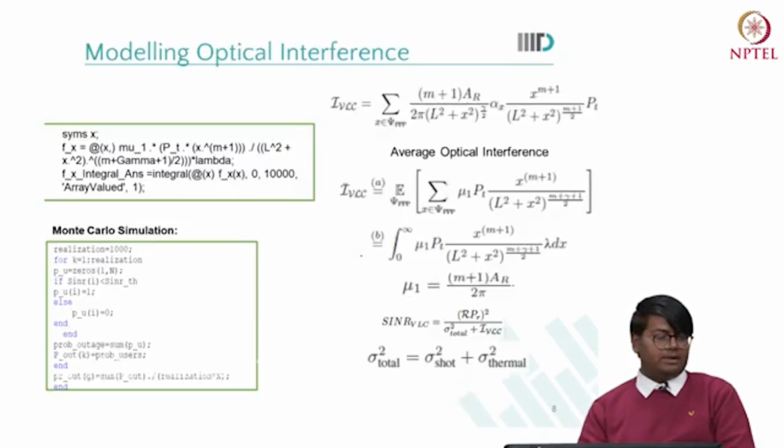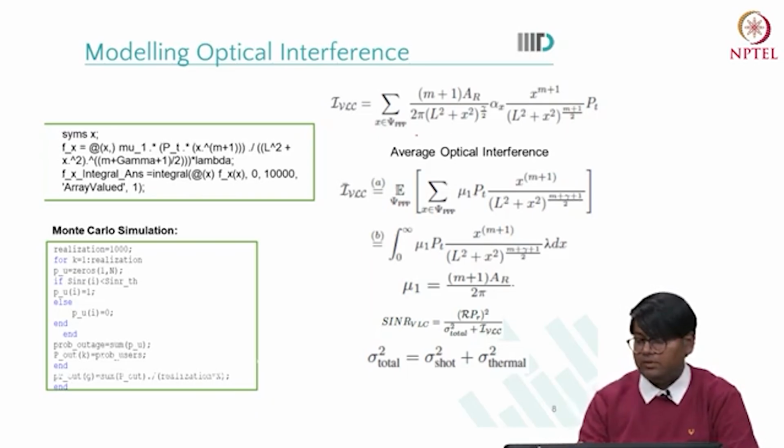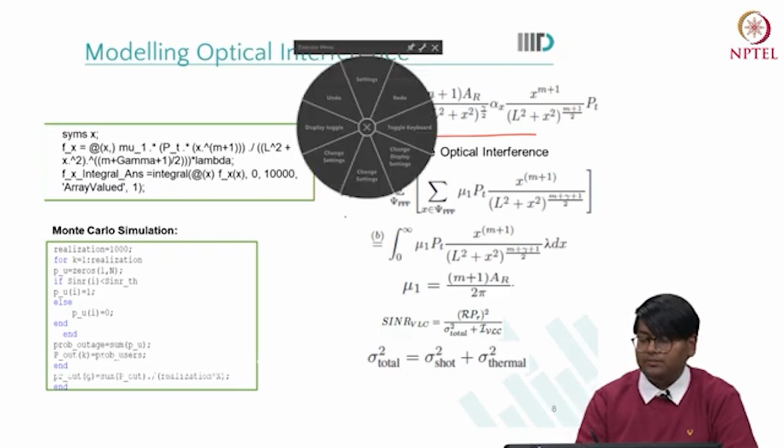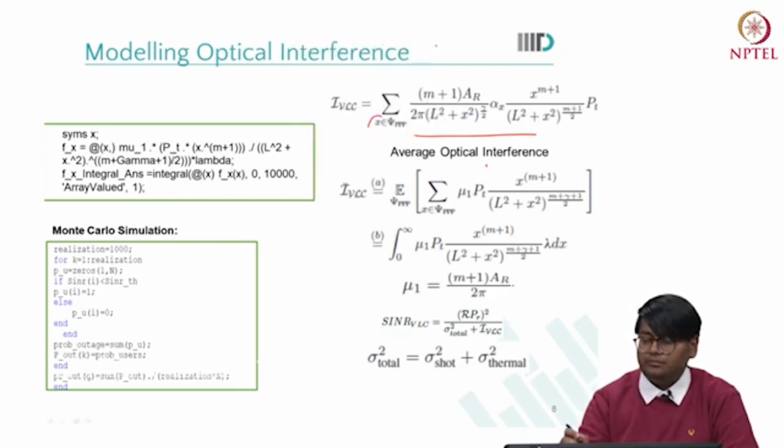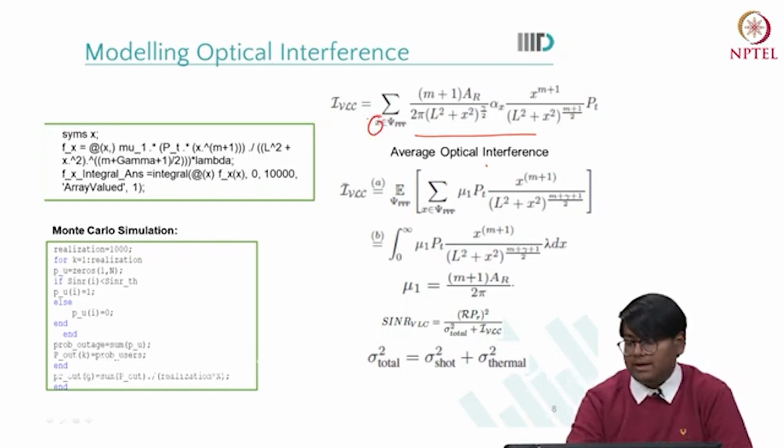Now, we come back to our system model, where we model this optical interference. One can easily deduce that the optical interference can be expressed in the following form, which we have already discussed. Here, x is Poisson distributed, and the rest of the symbols have their usual meanings.